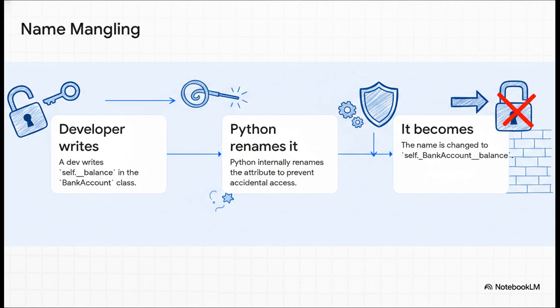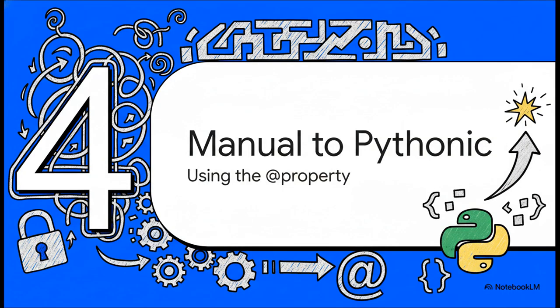Now this is a real lifesaver when you get into inheritance, because if a child class also tried to create its own double underscore balance variable, it would get mangled differently, which prevents it from accidentally stomping all over the parent's private data. Okay, so hiding data is just the first step.